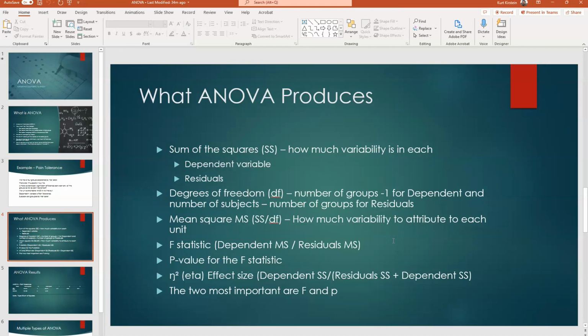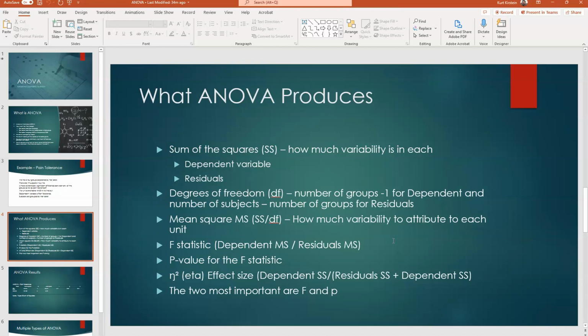Then we get finally to the most important thing, and that's the F statistic. The F statistic says how much better are we off when we compare the differences between the hair color groups than if we didn't do any of that work at all and we just took the straight mean. We derive that statistic by taking what I'm calling the dependent, or really the hair color mean squares, and dividing it by the residual mean square. And that gives us our value for the F statistic.